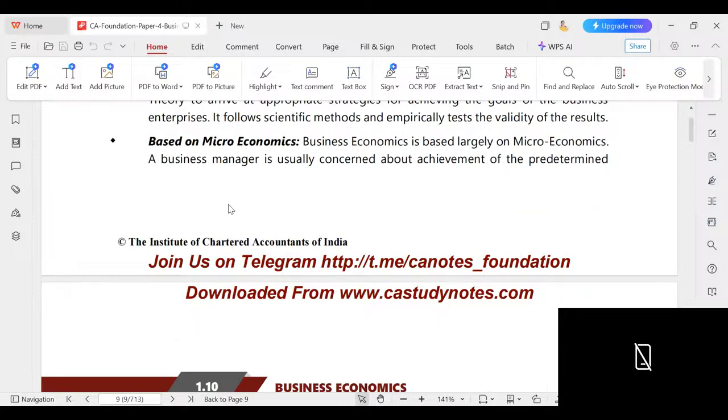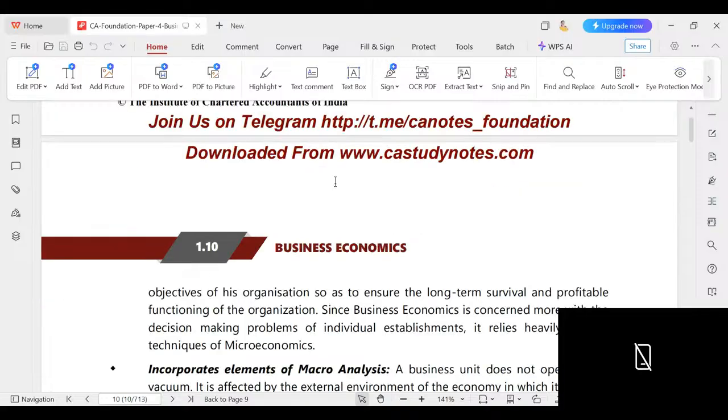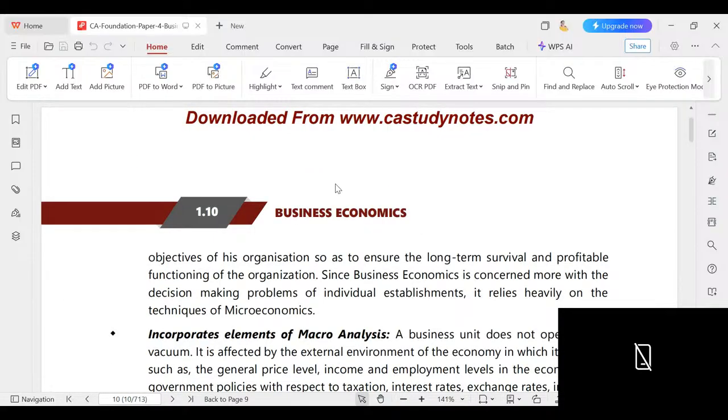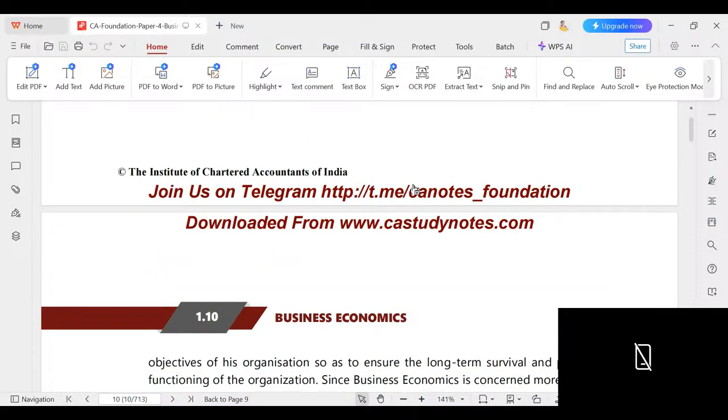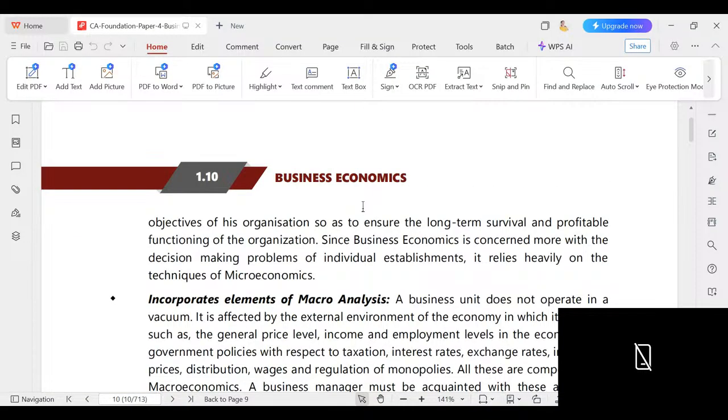Then, business economics is based on microeconomics. Why is it called microeconomics? Because it is concerned only with the achievement of a single individual or organization. So it is a group or an individual, not the whole. That is why business economics is based on microeconomics. It relies heavily on the techniques of microeconomics because the decision making problems of individual establishments are solved through business economics.